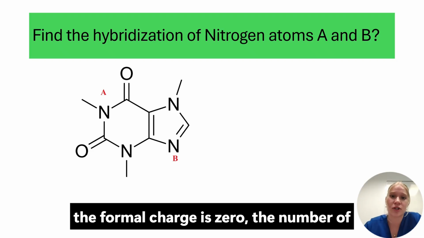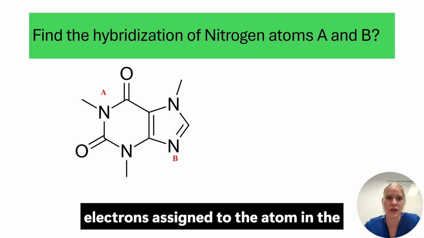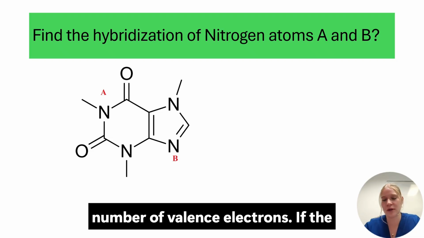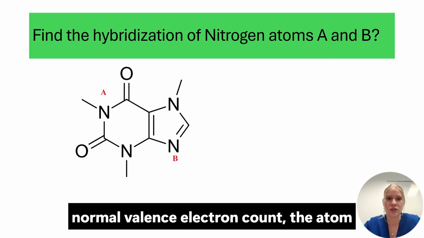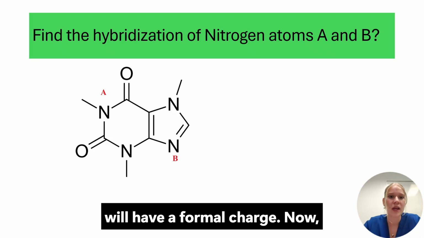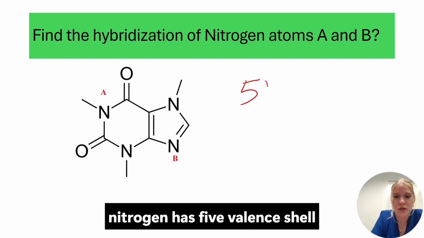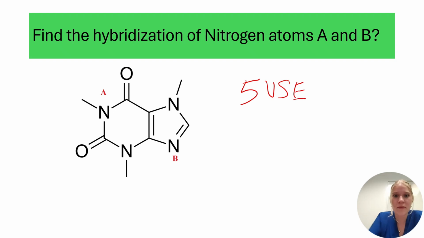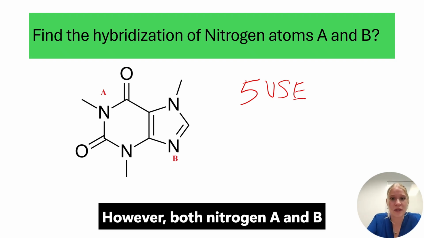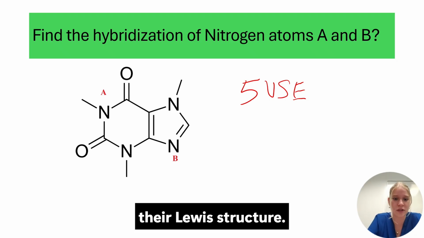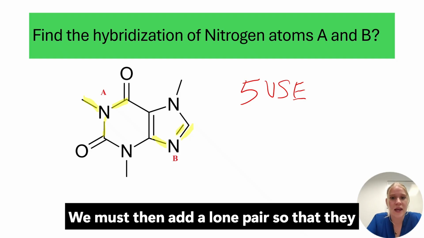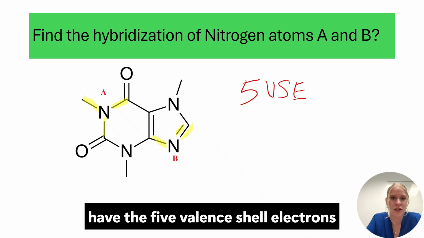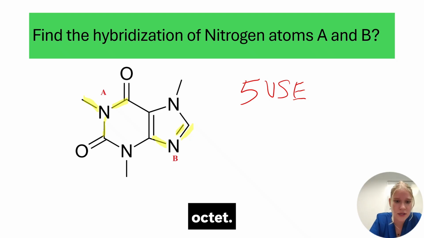For instance, if the formal charge is 0, the number of electrons assigned to the atom in the Lewis structure must equal its normal number of valence electrons. If the electron count does not match the atom's normal valence electron count, the atom will have a formal charge. Now, nitrogen has 5 valence shell electrons. However, both nitrogen A and B only have 3 electrons assigned to their Lewis structure. We must then add a lone pair so that they have the 5 valence shell electrons that they'll need to complete their octet.